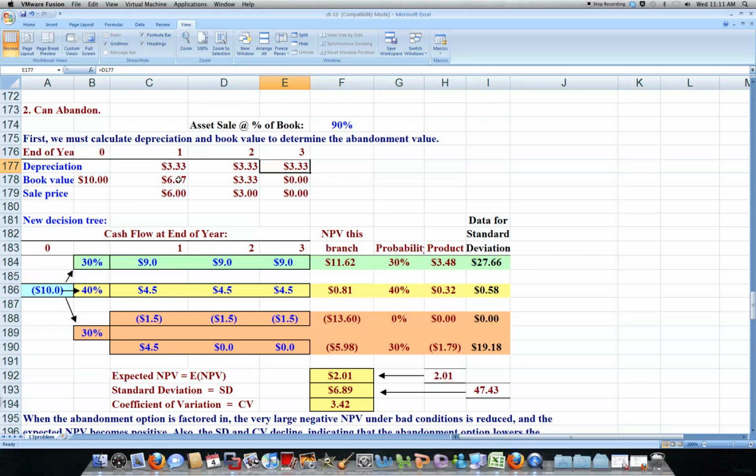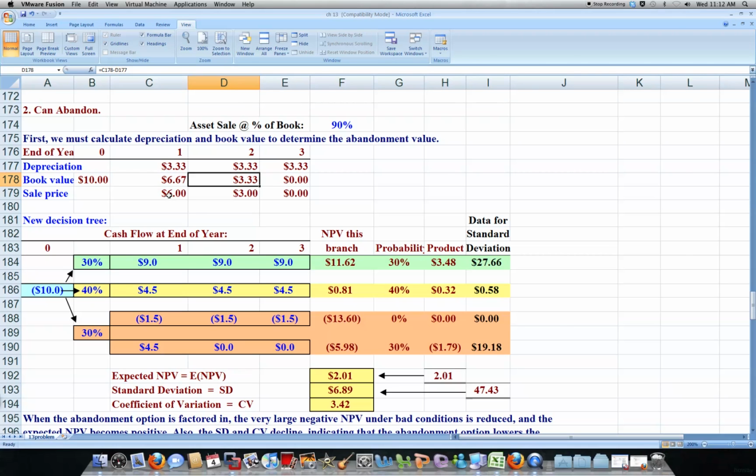Now, to find the book value at the end of the year, you just take this 10 million minus this 3.3 million. That gives you 6.7 million for the book value. To find the book value at the end of year 2, you just take this 6.67 million minus 3.33, equals 3.33, and you can see at the end of year 3 there's no book value left.